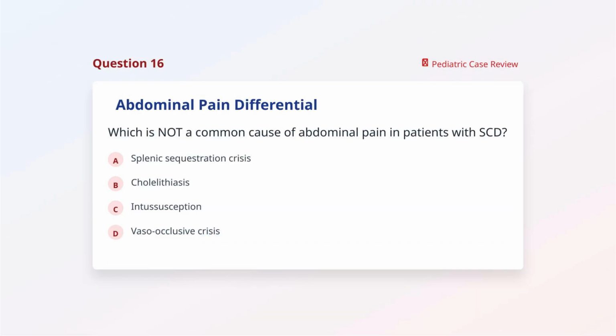is not a common cause of abdominal pain in patients with sickle cell disease. Option A, splenic sequestration crisis. Option B, cholelithiasis. Option C, intussusception. Option D, vaso-occlusive crisis. Consider the various etiologies of abdominal pain in sickle cell disease and distinguish between those directly related to the pathophysiology of the disease versus those that are not typically associated with it.